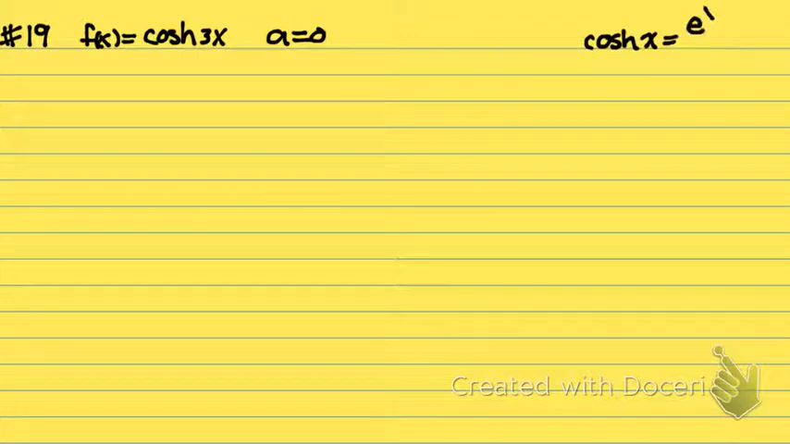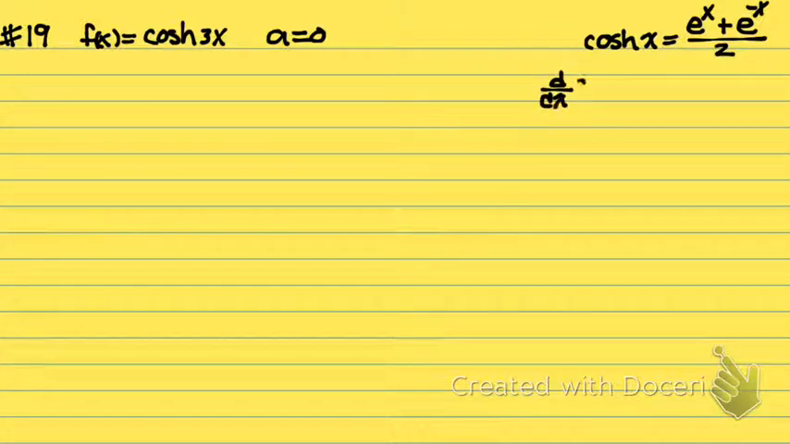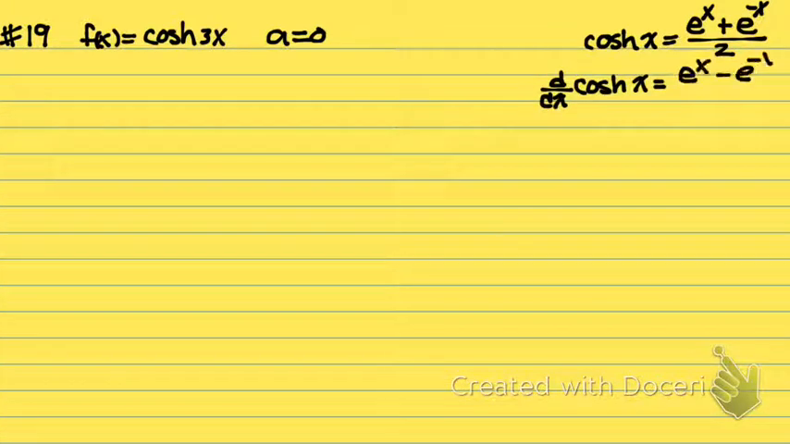What are we trying to do? We're trying to find a Maclaurin series for the hyperbolic cosine of 3x centered at 0. That's because it's a Maclaurin. Then, what do we need? We need the hyperbolic cosine, e to the x plus e to the minus x, divided by 2. Now what? The derivative of the hyperbolic cosine of x turns out to be the hyperbolic sine of x.